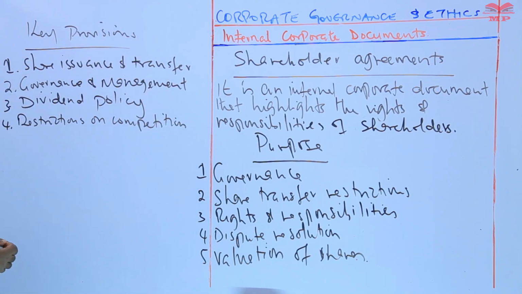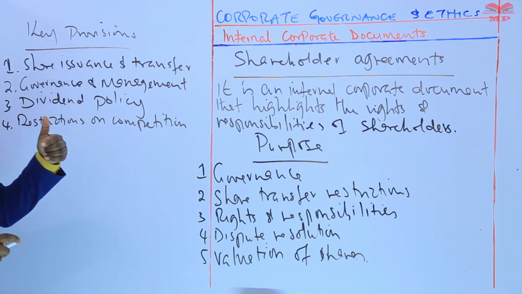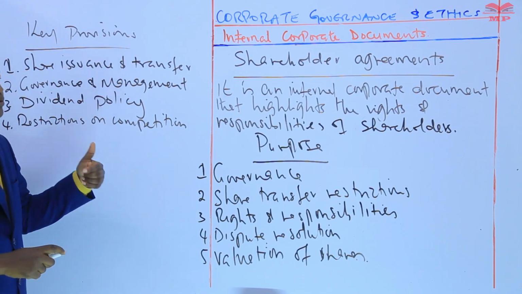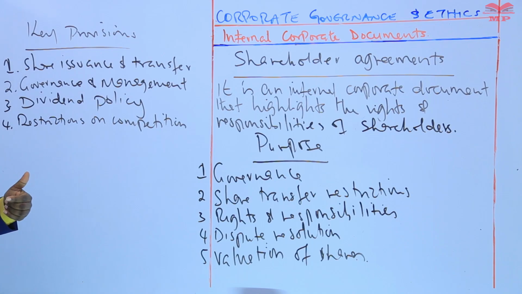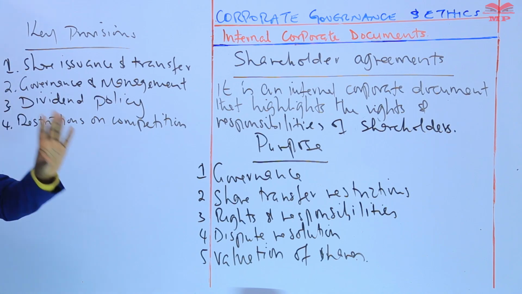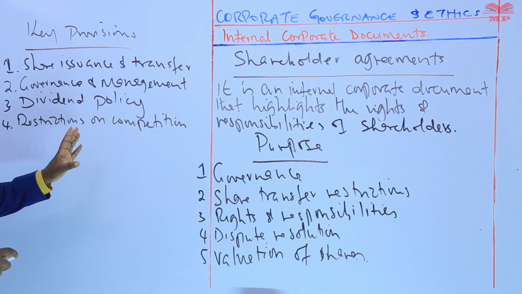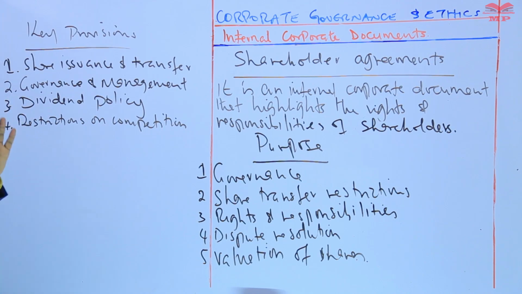Another key provision is restriction on competition. These are non-compete clauses to prevent the shareholders from competing with each other, or shareholders competing with the company. Restrictions or clauses on competition. That is a key provision of the shareholder agreement.